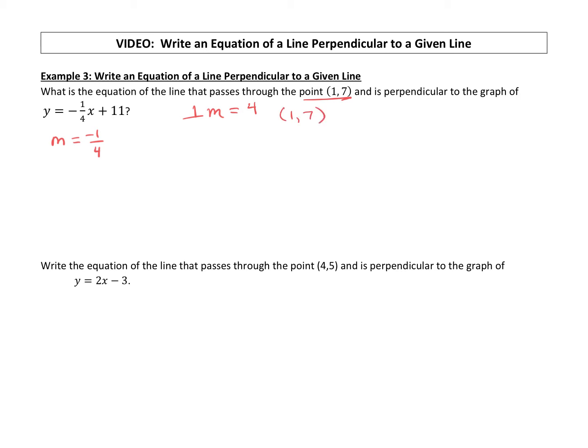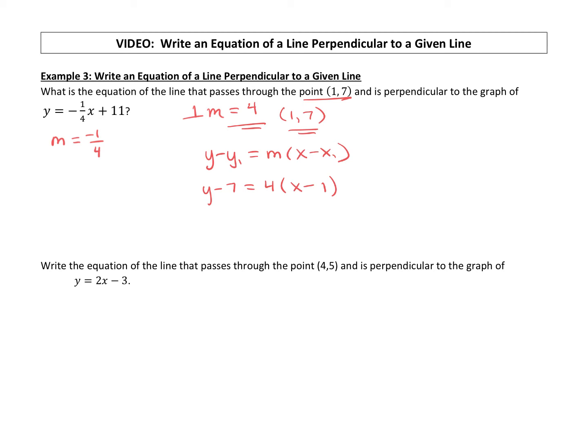Because you have a point on the line, and you know the slope of your line, you can use point-slope form. y minus y1 equals m times parentheses x minus x1. Plug in your values, so y minus our y1 is 7. Our slope is 4 times x minus our x1 is 1, and then we can solve for y.